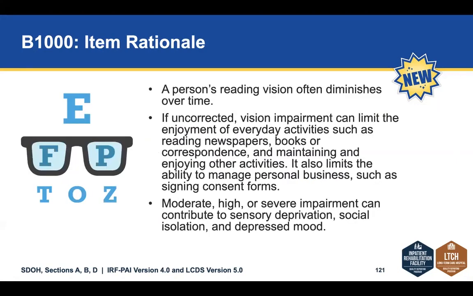The rationale for collecting data on a person's vision is that a person's reading vision often diminishes over time. If left uncorrected, vision impairment can limit everyday activities that the patient normally would enjoy, like reading newspapers or books, correspondence, or even participation in activities. It can also limit the ability to manage personal business and sign forms. Moderate, high, or severe vision impairment can contribute to sensory deprivation, social isolation, and depressed mood.